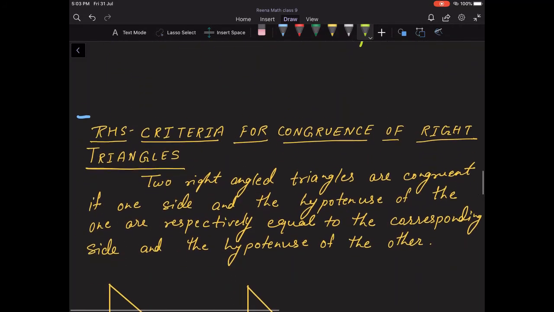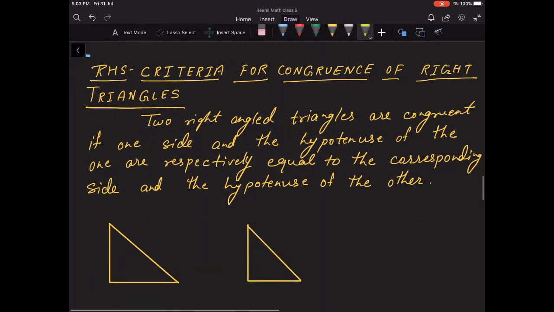Now students, we will discuss RHS criteria for congruence of right triangle. This is applicable only in right triangles, no other triangle. This means in any other triangle we cannot apply RHS congruency criteria. According to this, two right angle triangles are congruent if one side and the hypotenuse of one are respectively equal to the corresponding side and hypotenuse of the other.